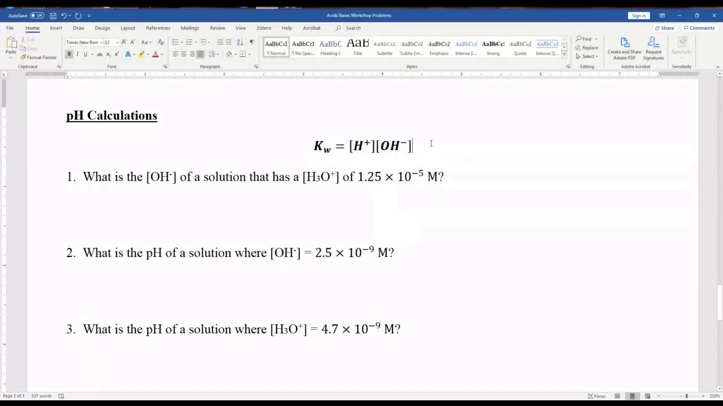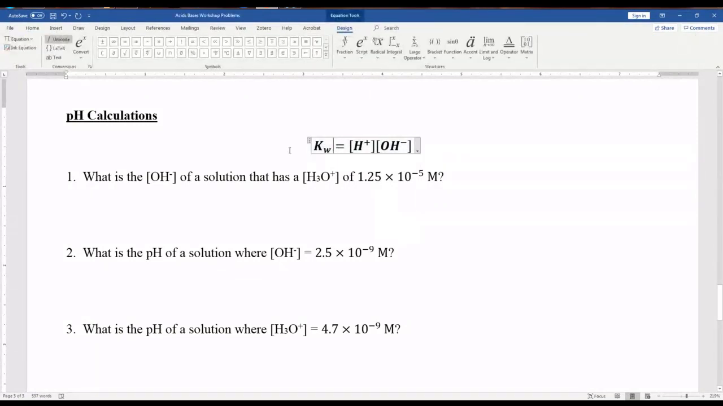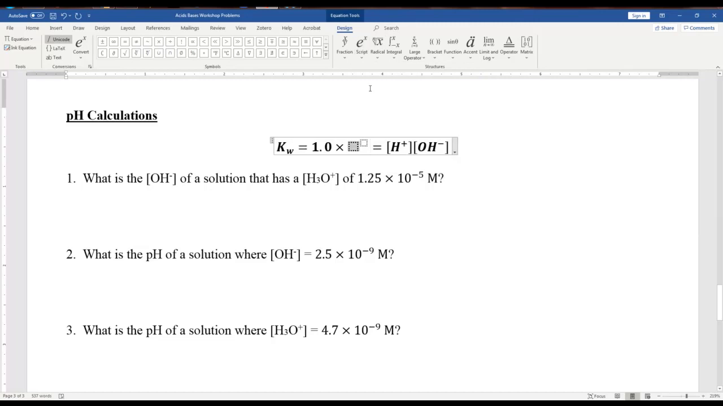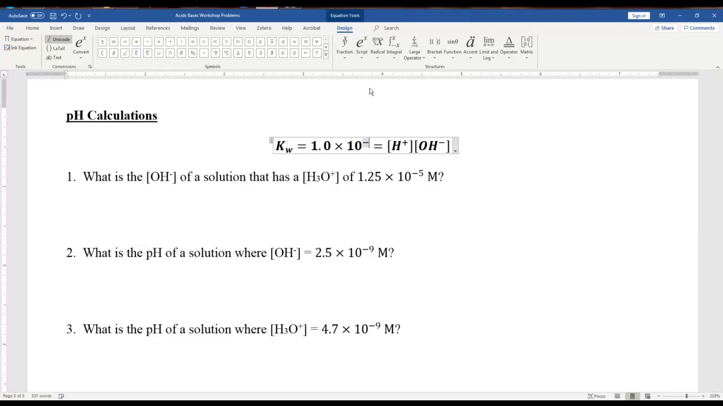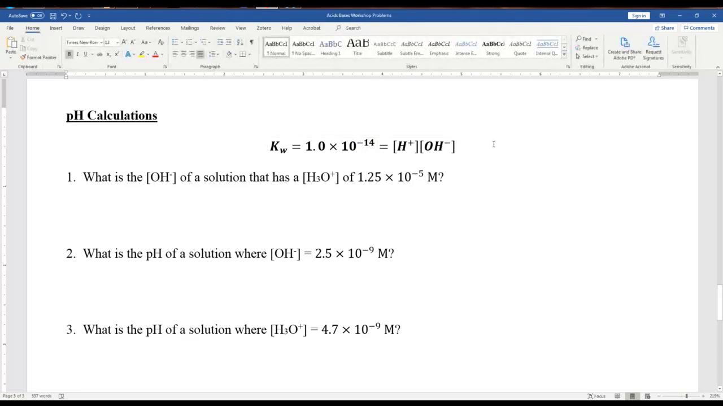Now, in Kw, here's the thing. Kw is always equal to the same amount, at 25 degrees Celsius. But for your purposes, Kw is constant. It's 1.0 times 10 to the negative 14.